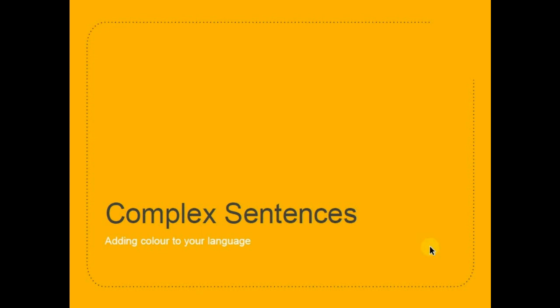So let's begin looking at complex sentences. Now, a complex sentence is the most common sentence type in the English language. We use them all the time. They're quite varied, and it is important that you learn to use them. These add detail, color to our language. They're often used to give extra information about something, adding, for example, why something is the way it is.